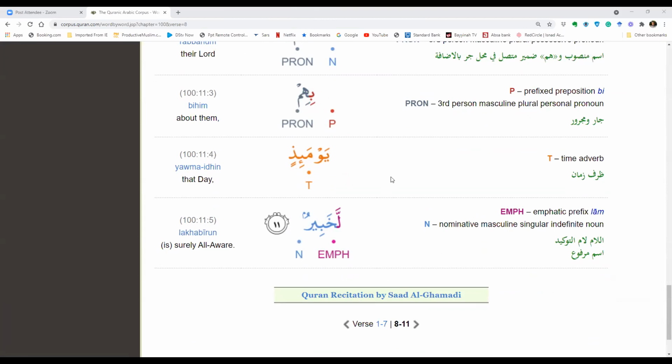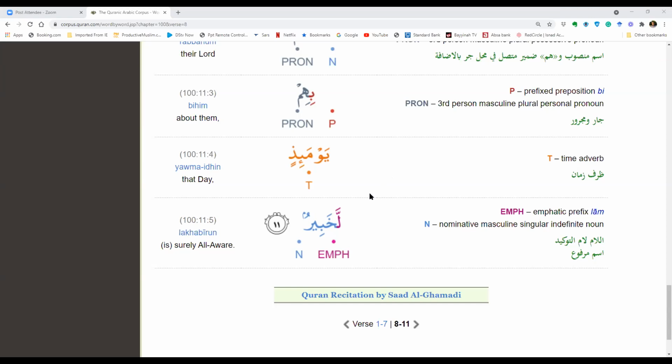Khabir will be the khabar of inna. Correct. Now, I don't know if it was the previous class or this class. My brain is also fasting, so I can't recall if I mentioned this to this class or the previous class. But the giveaway is the what? The lam and the raf. So it was this class.